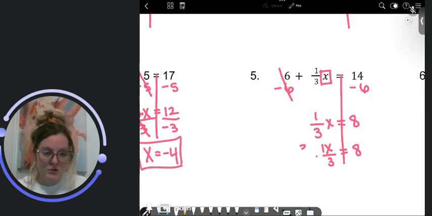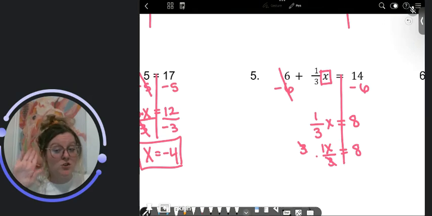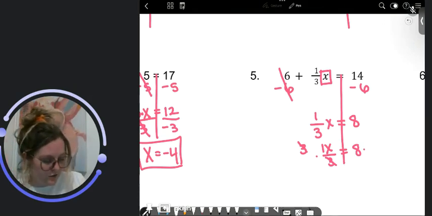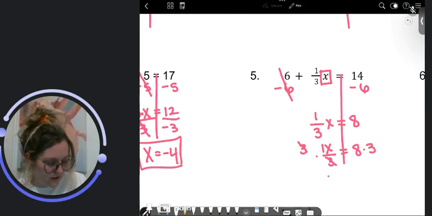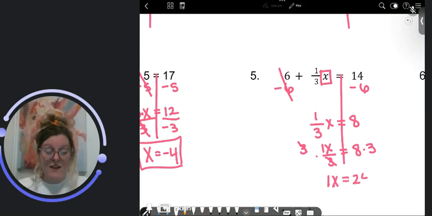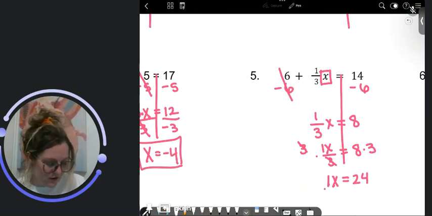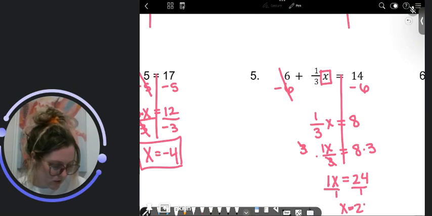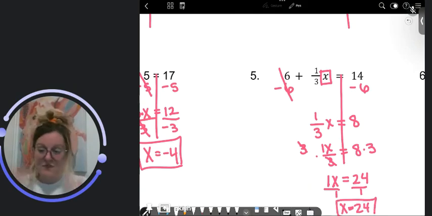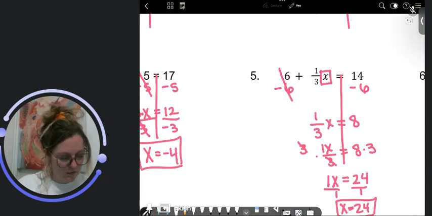We are going to multiply it on the left side. The 3's are going to cancel. If we do it to the left, we have to do it to the right. I'm bringing down 1x. 8 times 3 is 24. We can leave this as is, or if you really want to, you can divide by 1 on both sides, and then x will still be 24. Remember, 1x is just the same as x. All right, moving on to number 6.